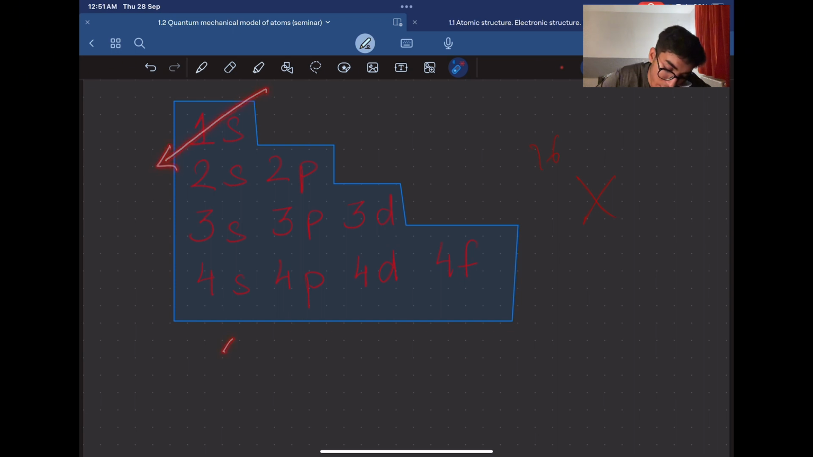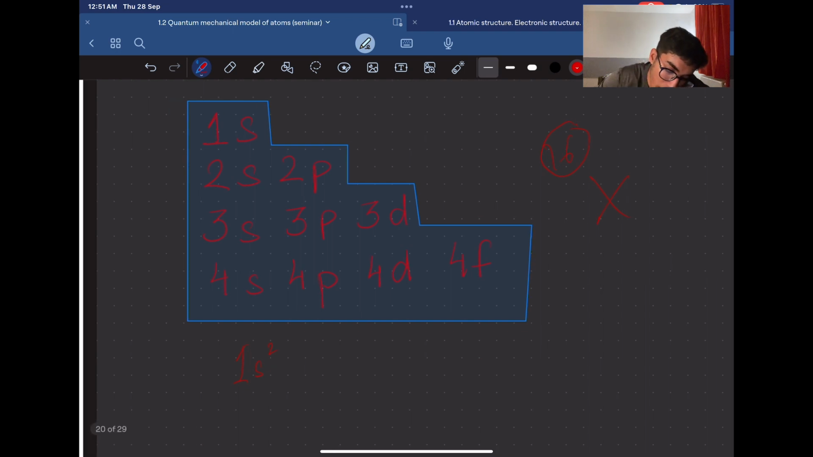So 1s first. So you write 1s, and then an s orbital can hold up to a maximum of 2 electrons. So write 1s2. Now out of the 16 electrons, you have done 2. Then you go like this, 2s. The maximum number of electrons s can hold is 2, so 2s2. Now out of the 16, you have done 4.